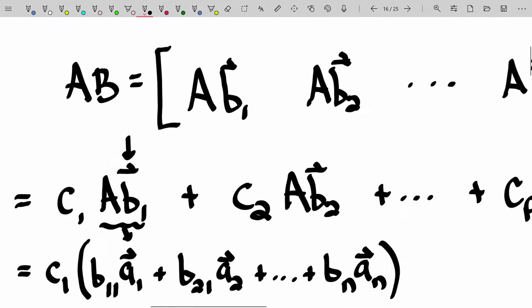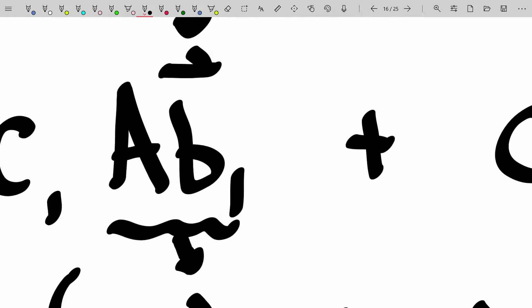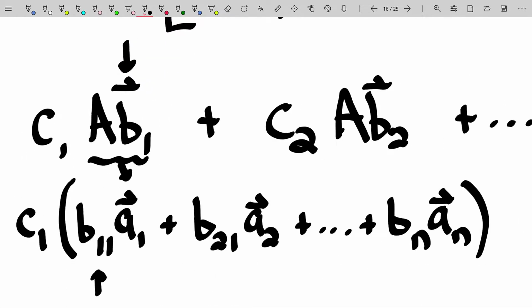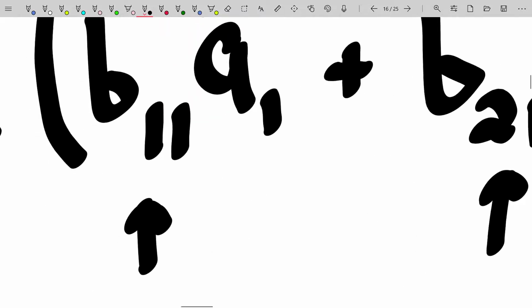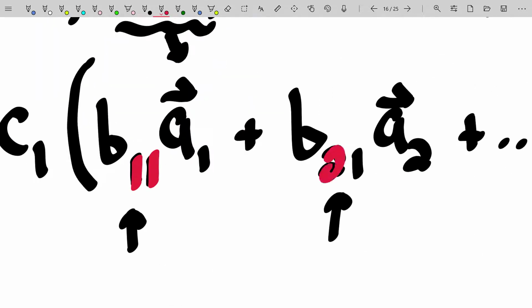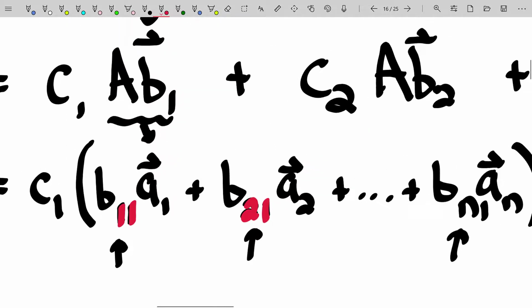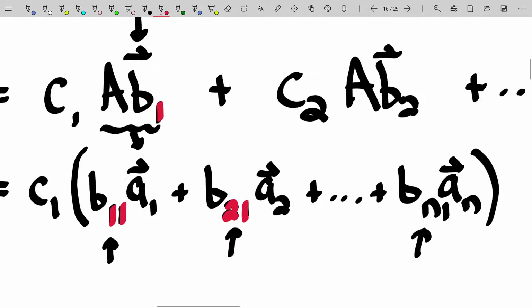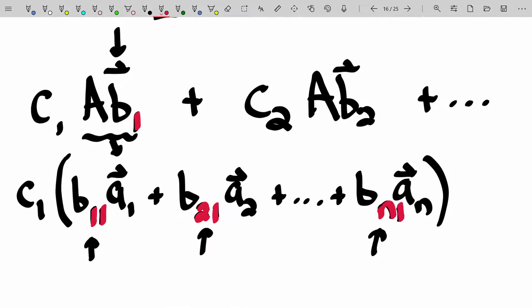So each of these column vectors, specifically B sub 1, has n entries: 1, 2, all the way to n. You should notice that I labeled those B sub 1,1, B sub 2,1, all the way to B sub n,1. It's the first row of B from the first column, and then the second row of B, again from the first column, because we're dealing with the first column vector of B, all the way to the nth row of B from this first column.